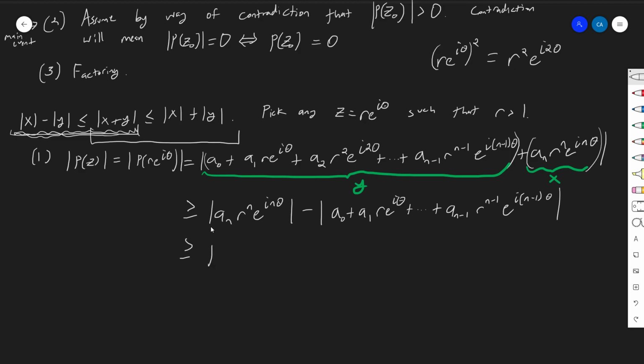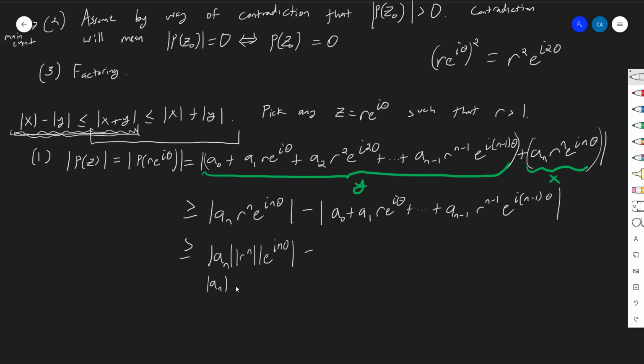Let's go ahead and mess around with this. The magnitude of a sub n r to the n e to the i n theta. I can distribute the magnitude. So this is the magnitude of a sub n, times the magnitude of r to the n, times the magnitude of e to the i n theta. I'll deal with the rest of that in a minute. Minus, and then I can put parentheses and take the magnitude of all of these guys. Before I do that, I want to make sure we understand this, to simplify what I have to write. There's nothing I can do to a sub n besides just leaving it in brackets.